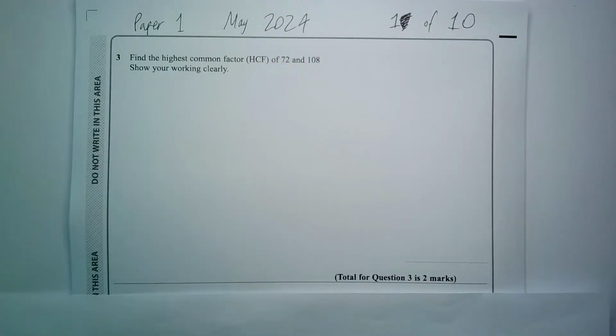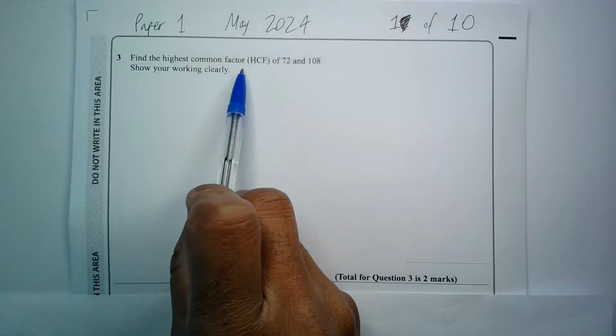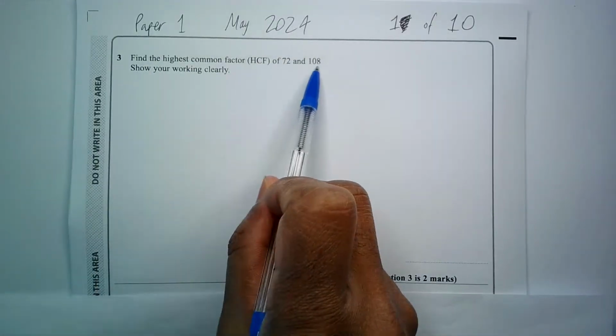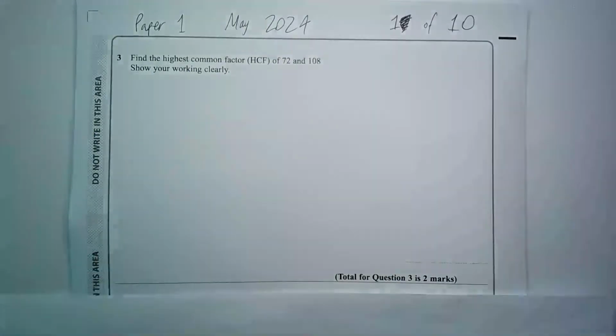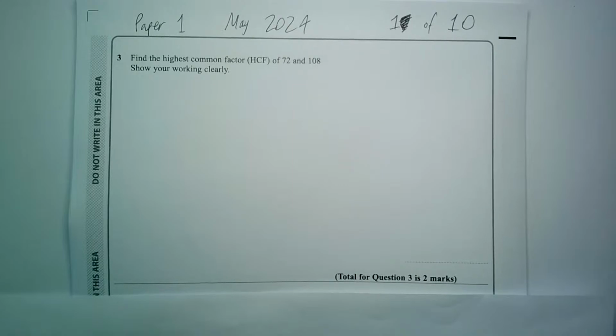Today we are going to go through 10 exam questions on highest common factor and lowest common multiple. So let's get started. Find the highest common factor, HCF, of 72 and 108. Show your working clearly. This is paper 1 from May 2024. Okay, so I'm going to be using the table method, and you can use other methods as well.